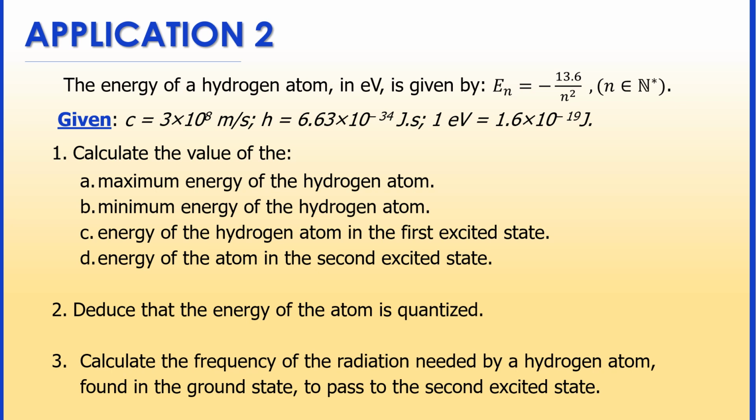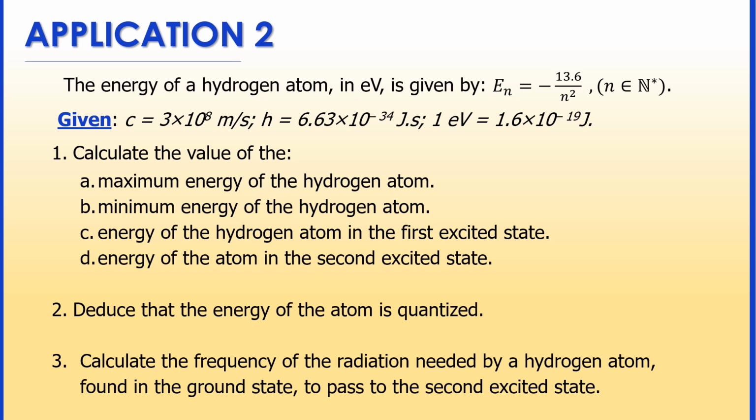Now, we go to an application on the hydrogen atom specifically. Notice this is, by the way, extracted from an official exam. The energy of a hydrogen atom in electron volt is given by En equals minus 13.6 over n squared, n belonging to N star, that is, natural numbers not including 0. Values of c, h, and electron volt conversion are all given. Let's read the questions together. Again, this is an official exam.